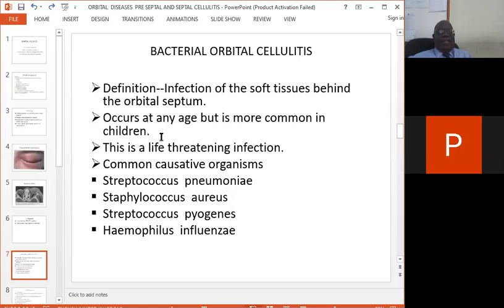It occurs at any age but it's more common in children. This is a life-threatening infection. Common causative organisms are bacteria like Streptococcus pneumoniae, Staphylococcus aureus, Streptococcus pyogenes, and Haemophilus influenzae. All these are bacteria which can cause that.